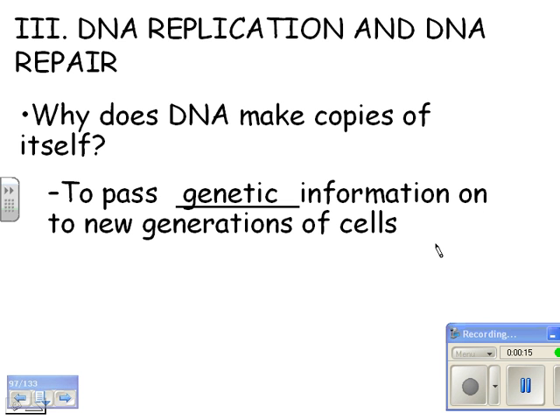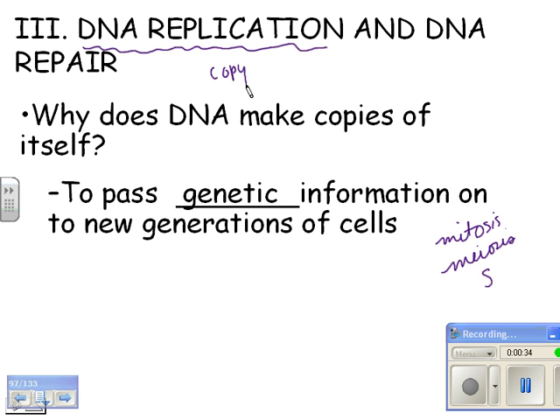So we talked about mitosis, and we talked about meiosis. In both of these cases, the cell had to go through interphase first, and during the S cycle, the DNA copied itself. And that's what we're doing here. DNA replication means DNA copying itself.